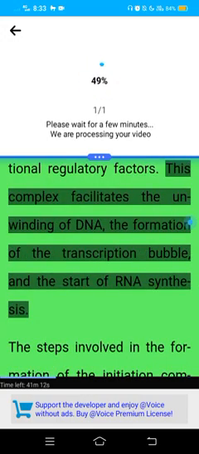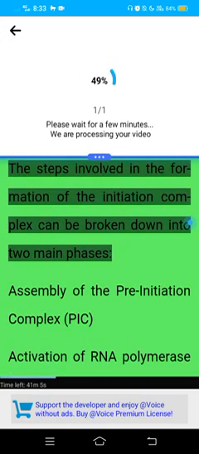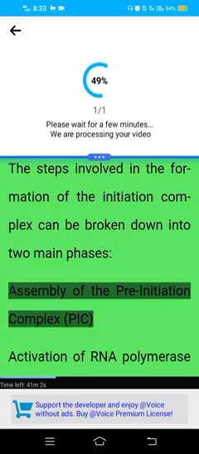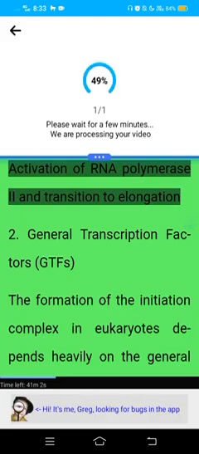This complex facilitates the unwinding of DNA, the formation of the transcription bubble, and the start of RNA synthesis. The steps involved in the formation of the initiation complex can be broken down into two main phases: assembly of the pre-initiation complex, PIC, and activation of RNA polymerase II and transition to elongation.